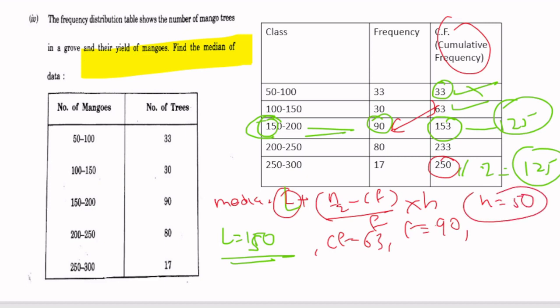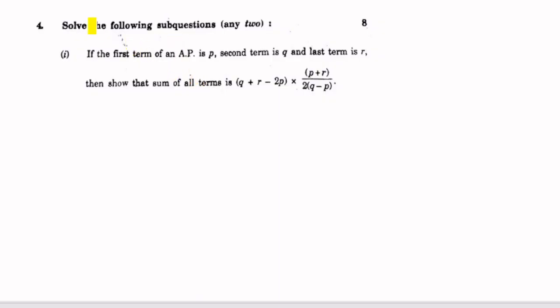Now you have L, you have N, you have CF, you have F, you have H. Just substitute and you'll get the value of the median, which will come around 184.44. Solve it, you'll get the same answer. There is nothing to solve as such. Just substitute the values and you'll get the answer. If you're facing difficulties, there is a link given for this particular 2003 question paper related to statistics. Go through it, you'll get all the details. Okay, let's move to the next question. Question number 4.